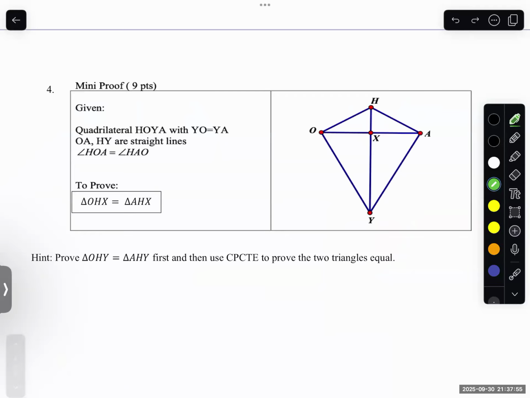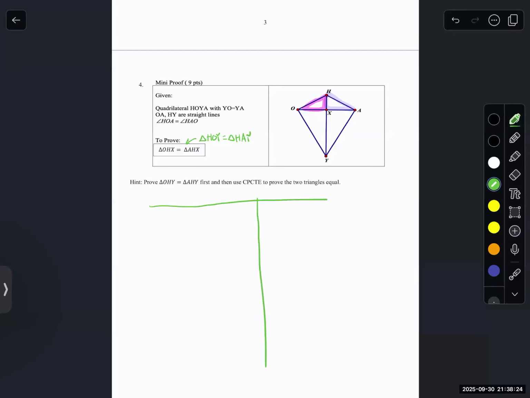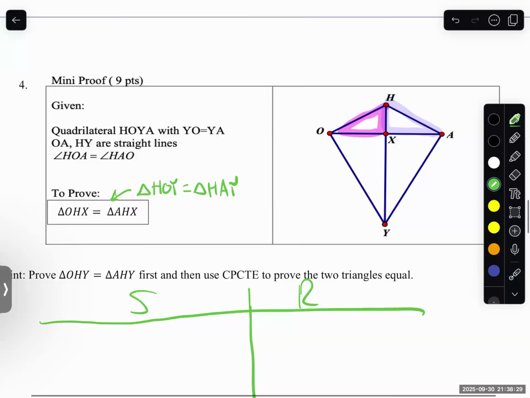Okay. So I'm going to add another proof in here. I want to prove that triangle HOY is equal to triangle HAY. And you might say, okay, why are you adding that in? Well, it's in the hint below, but also because if I want to prove that this triangle right here is equal to this triangle right here, that's a smaller triangle inside a larger triangle. So kind of like when we did the prop 5 proof, which is equal sides, equal angles, it's going to be kind of like that.